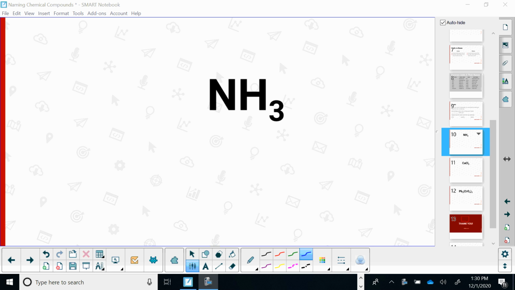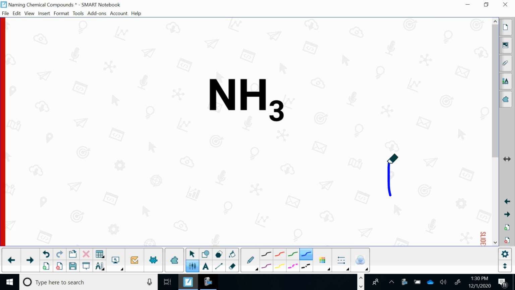Walk you through naming some chemical compounds. We're going to do all of them together, covalent and ionic. So the first thing you should always do is decide whether the compound is going to be covalent or ionic. Right? So that's the first thing we should do.